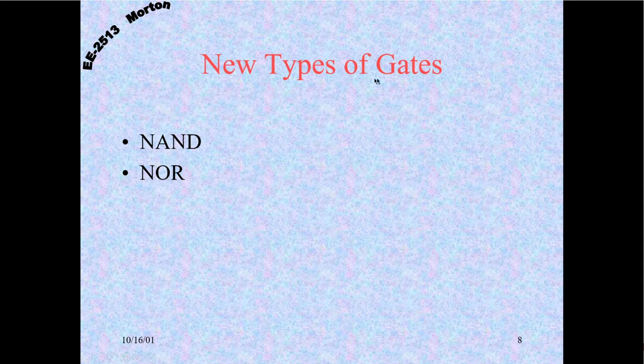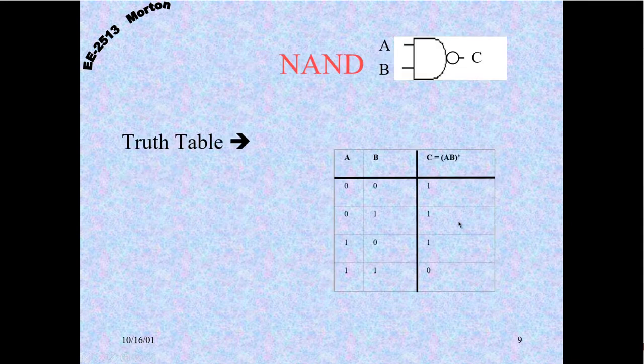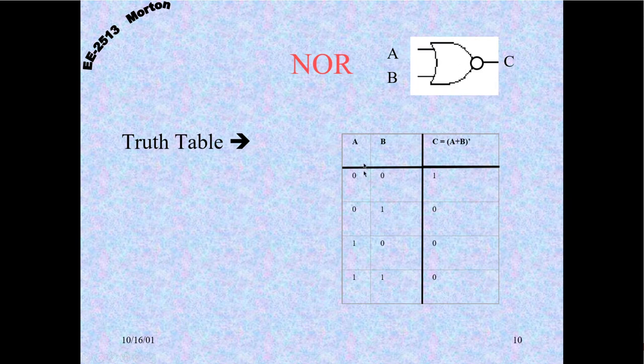Let's talk about new types of gates, the NAND and the NOR. So here's the NAND gate. All it is is an AND gate with an inverter on the output. And here's the truth table for it. It's exactly the opposite of an AND gate. And here's the NOR gate, and it's exactly the opposite of an OR gate.